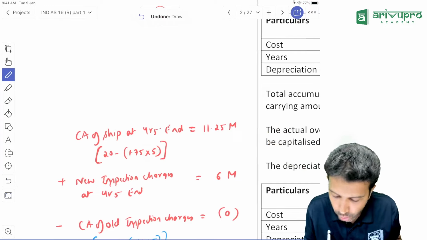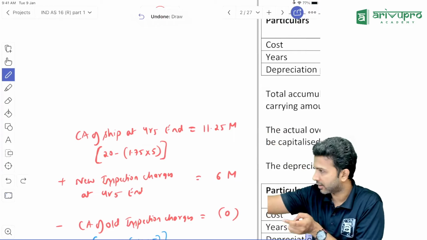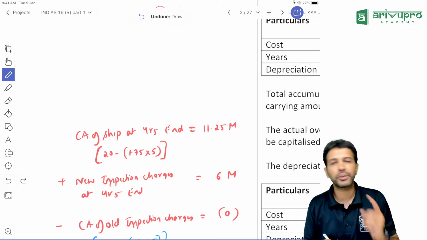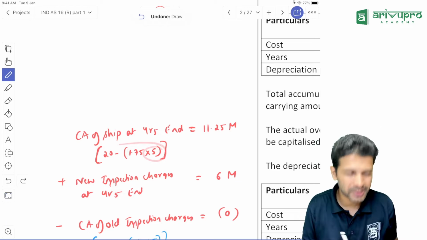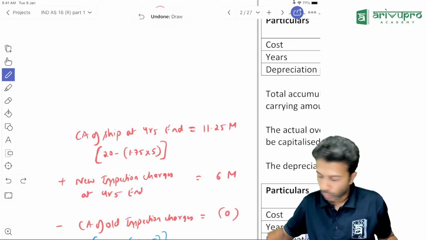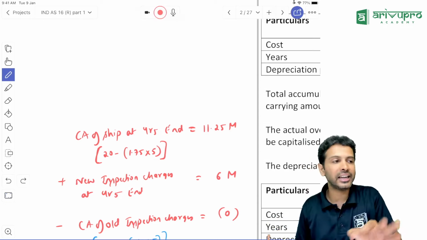We want the carrying amount when? At the end of 5th year. So 1.75 is the depreciation for 1 year. For 5 years, how much is it? When you multiply 1.75 into 5, you will get 8.75.